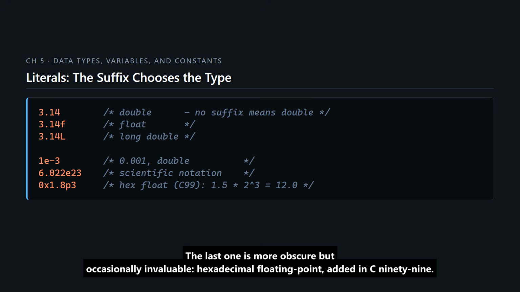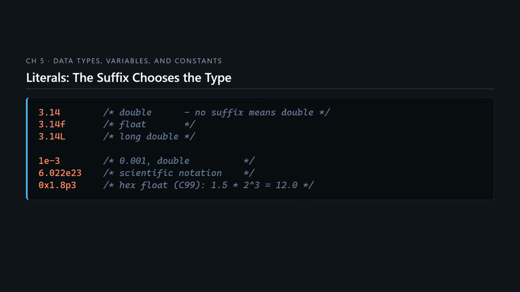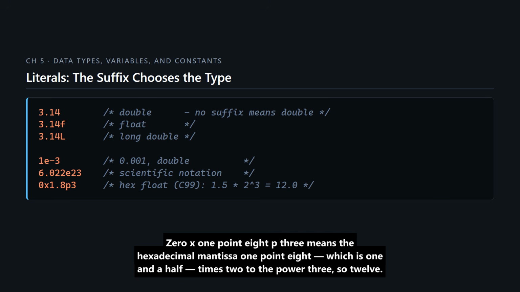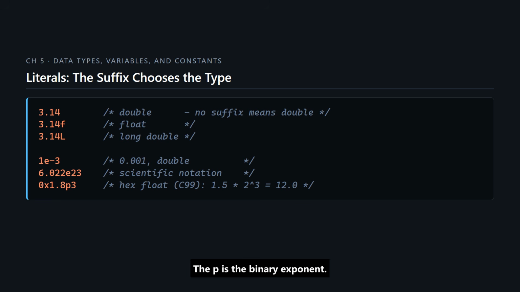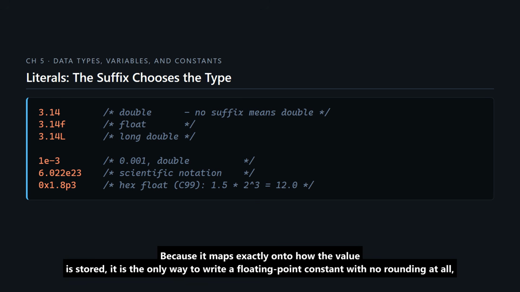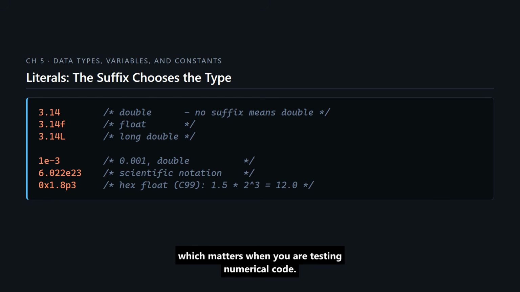The last one is more obscure but occasionally invaluable. Hexadecimal floating point, added in C99. 0x1.8p3 means the hexadecimal mantissa is 1.8, which is 1.5 times 2 to the power 3, so 12. The p is the binary exponent. Because it maps exactly onto how the value is stored, it is the only way to write a floating point constant with no rounding at all, which matters when you are testing numerical code.